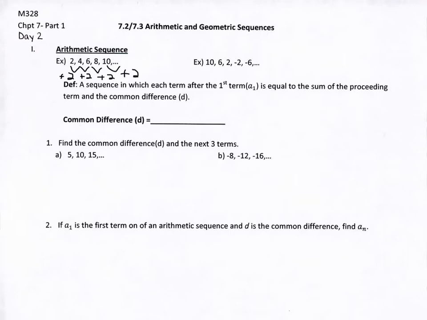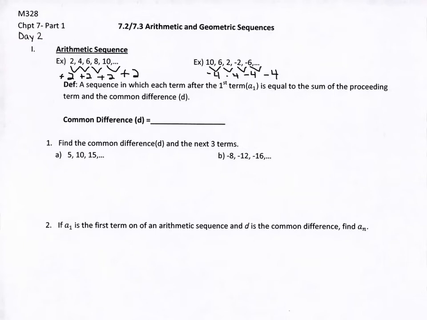And likewise in the next one, I go from 10 to 6 to 2 to negative 2 to negative 6. So that is going down by 4. So I'm adding negative 4 to my first term to get to my next and so forth. So the definition of an arithmetic sequence is a sequence in which each term after the first term, our a sub 1, is equal to the sum of the preceding term and the common difference. So that common difference in the first example was plus 2, and in the second example was minus 4.